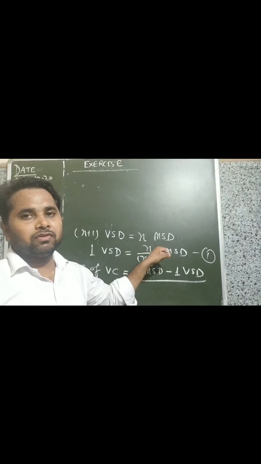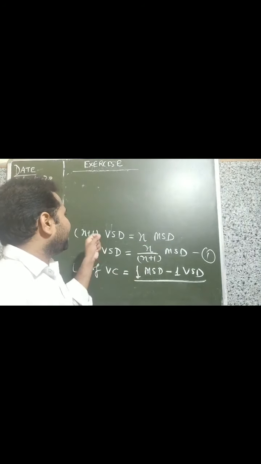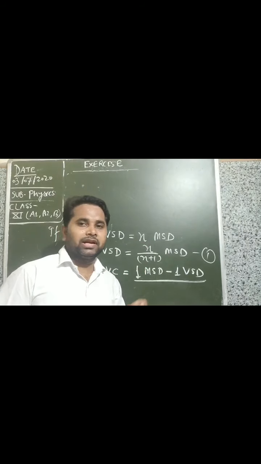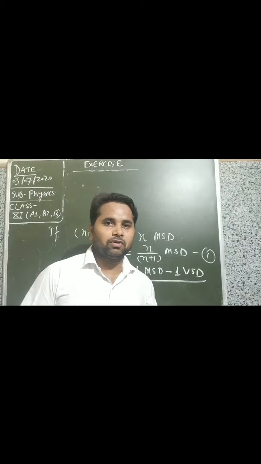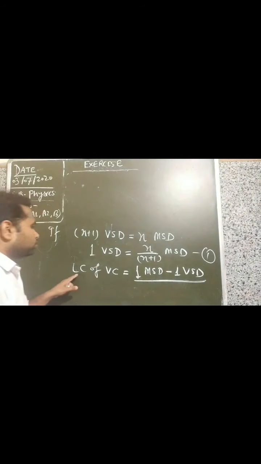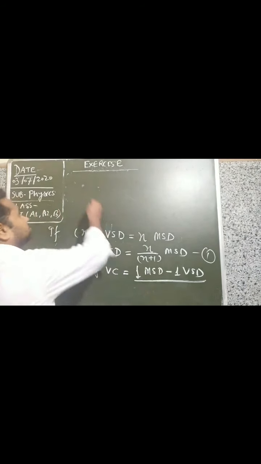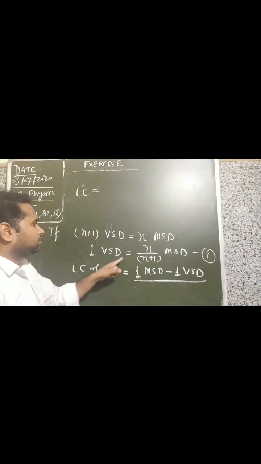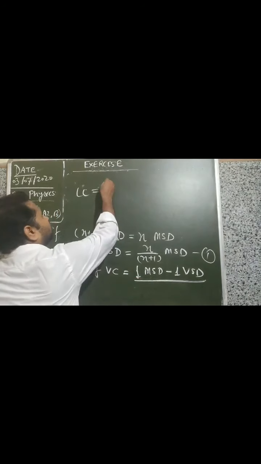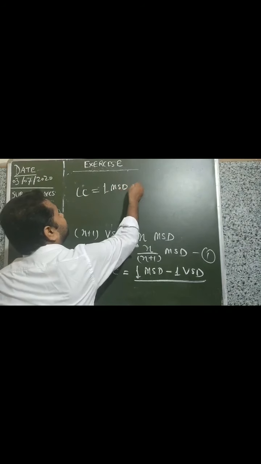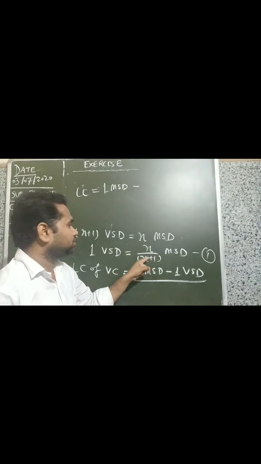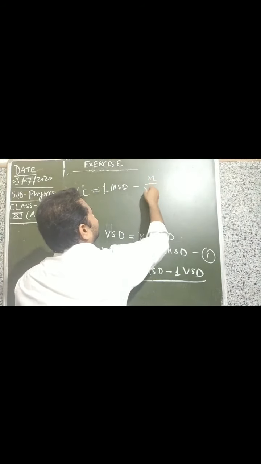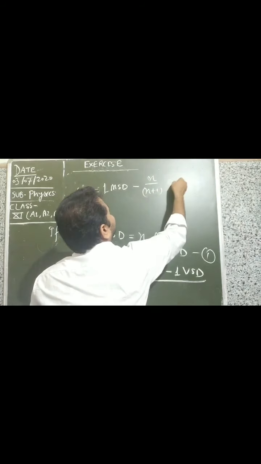Or you can say that the n plus 1th division of the Vernier scale coincides with the nth division of the main scale. This is the principle of the Vernier calipers. So from this equation, the least count of Vernier calipers equals 1 MSD minus 1 VSD, and from equation one, 1 VSD equals n upon n plus 1 MSD.